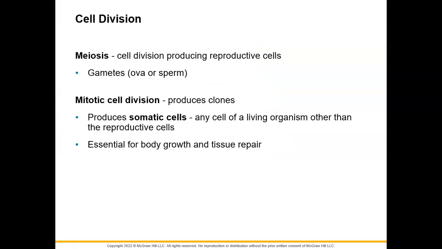There's different types of cell division, meiosis and mitosis. I'm briefly mentioning meiosis, and we will cover it much more when we get to 102. Meiosis is cell division to produce reproductive or sex cells. They're also known as gametes, but those are the ova, which is the egg, and sperm. The type of cell division we're learning here is mitotic cell division. It produces clones, which means that it produces cells that are just like the cell that they divided from.